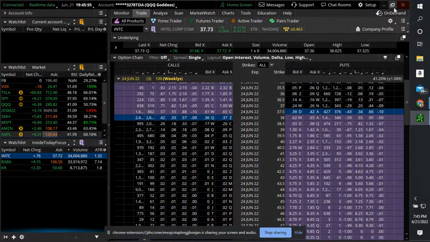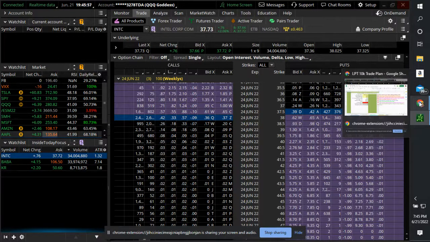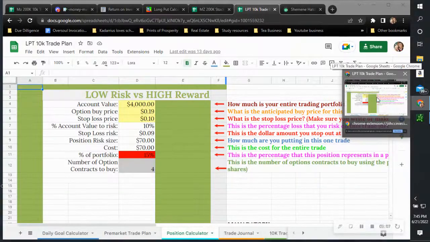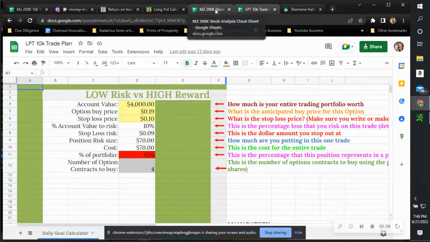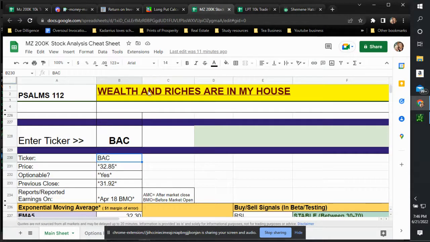Now, once I do that, I go to my cheat sheet and I see, is Intel closer to support? Is it closer to resistance? To give me kind of an idea on what the market possibly can do.